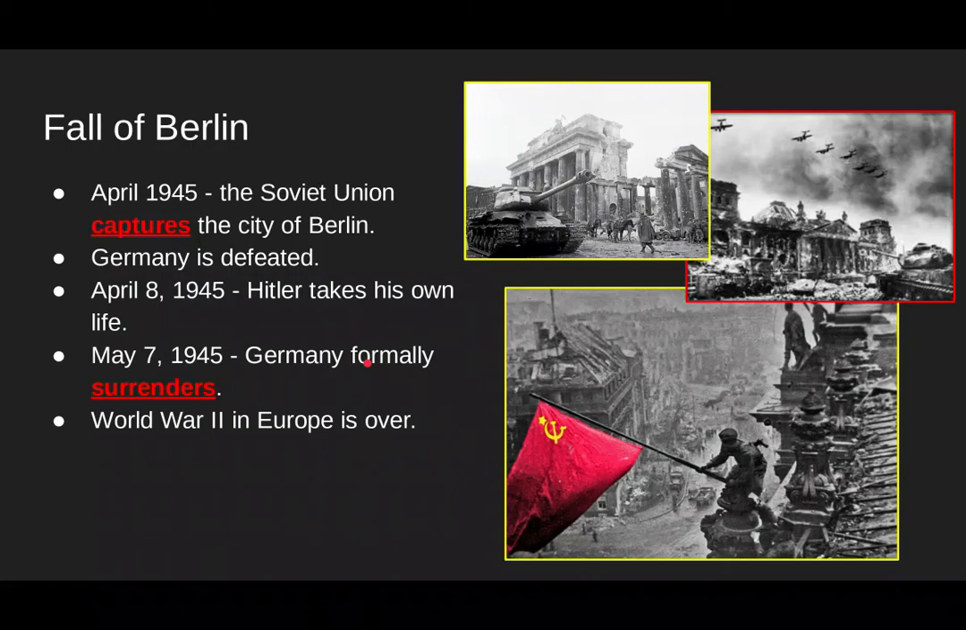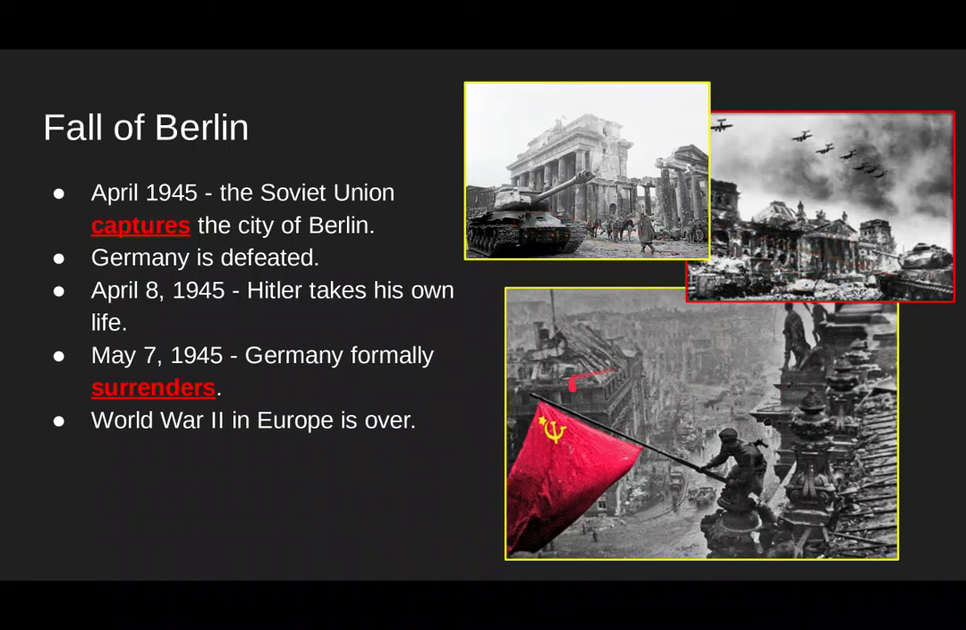Now the actual final part of the war in Europe, the fall of Berlin itself. In April 1945, the Soviet Union, after several years of knockdown, drag-out fighting with the Germans in the east, finally enters and captures the city of Berlin. You can see some of the images here. There's the German Reichstag, their Capitol building in Berlin. It's kind of a bombed out building at this point. You can see some of these Soviet tanks rolling through the city of Berlin.